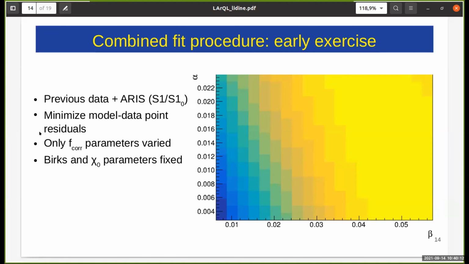So we also did an exercise by combining the previous data that we discussed plus the ARIES data that has been shown earlier today and that I will show in a second. And we minimized the residues between this model and the data points, varying only the cutoff parameters, but fixing the Birks and the chi0, the running parameter itself. So we only changed the cutoff. With this exercise, we end up with this optimal region here, where we can go back, feed the model, and then compare with data itself.